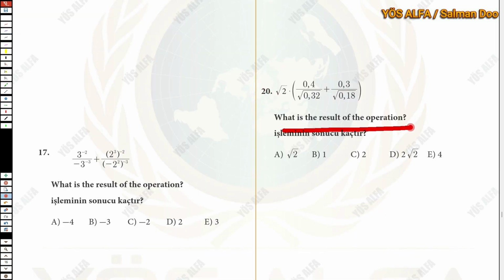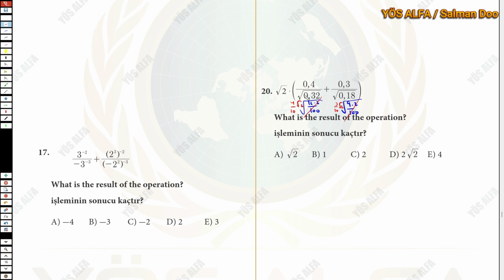20. What is the result of this operation? Let's simplify this one. 0.32 is the same as 32 over 100. And 32 is then again the same as 16 times 2. We have a square root, and for this one, it is the same as 18 over 100, and 18 is the same as 9 times 2. We have a square root like this, so when we simplify this, we have 16 is 4, 100 is 10, and there is root 2. For this one, 9 becomes 3, 100 becomes 10, and there is square root of 2.